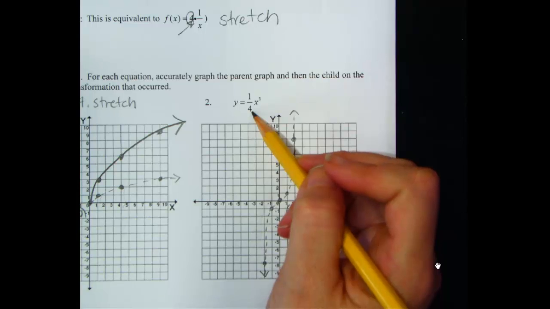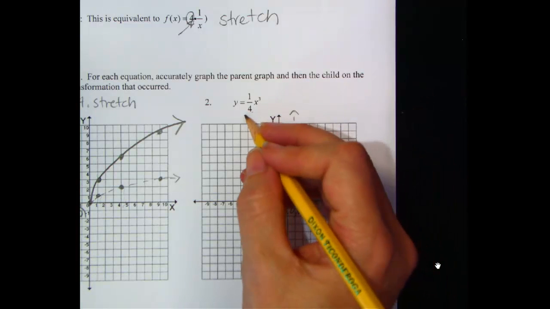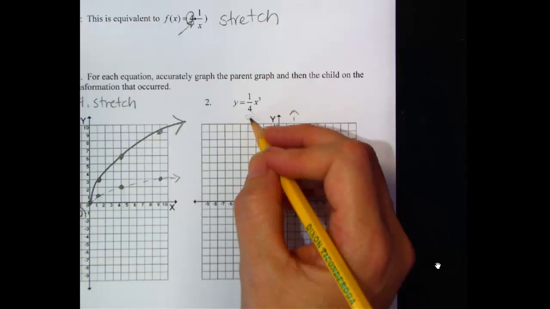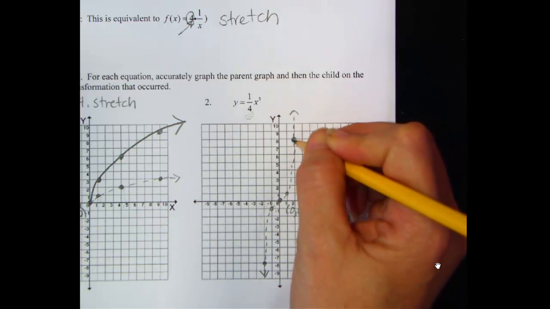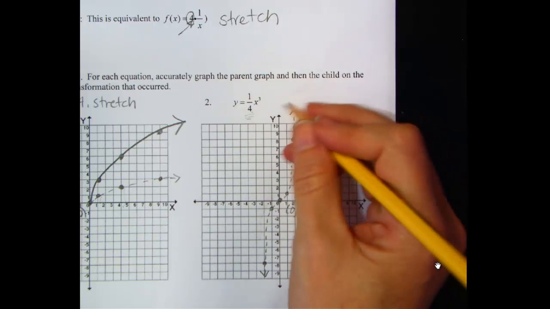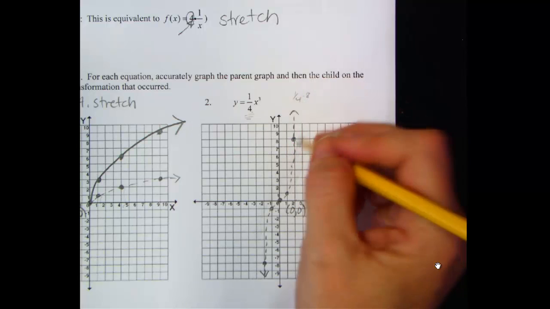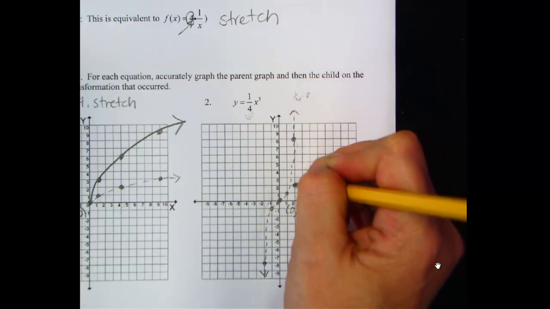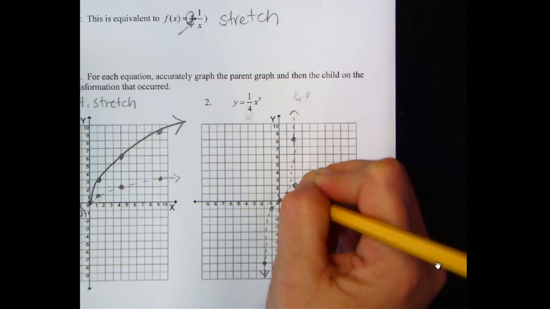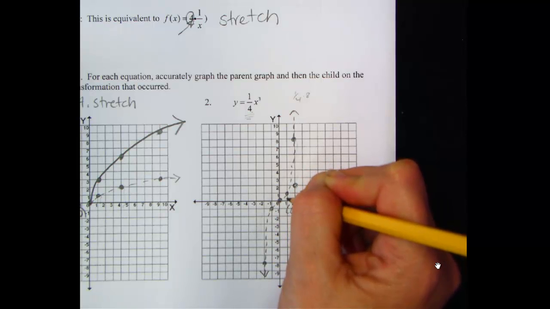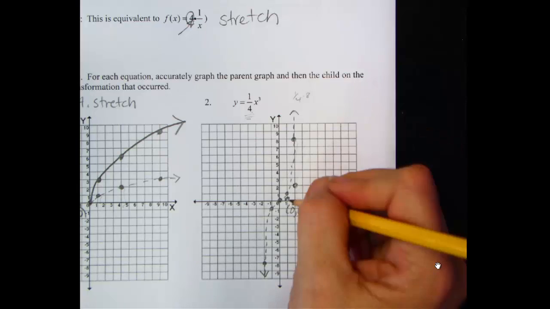1/4 is a fraction, so it's a shrink. Fractions shrink. So I'm going to go 1/4 of the distance back to the x-axis. This point is 8 units away from x. 1/4 times 8 is 2, so that shrinks back down to 2. This point is 1 away, so that's going to shrink back to 1/4 away.